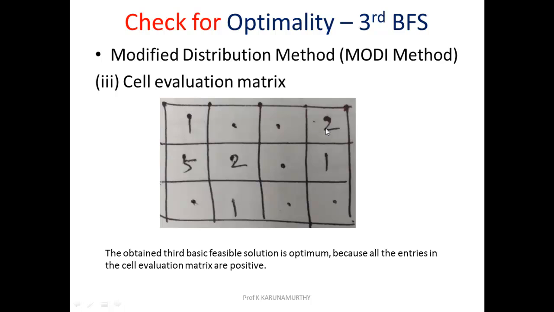And in this cell evaluation matrix, we found that all the entries are greater than or equal to 0. We don't have any negative value here. All the values are greater than or equal to 0. Since all the values in this cell evaluation matrix are greater than or equal to 0, the obtained solution, that is the third basic feasible solution, is optimum. So this indicates this is the final solution and we have obtained the optimality. This is because all the entries in this matrix are greater than or equal to 0.